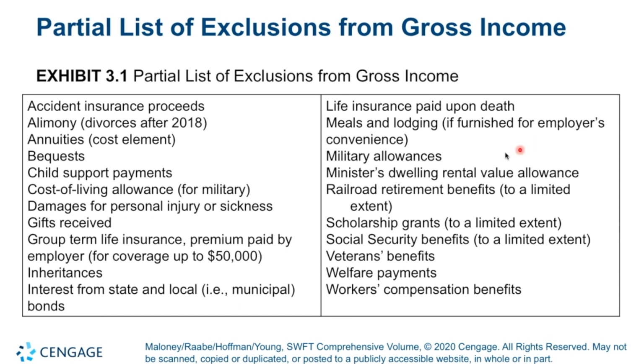Minister's dwelling rental value allowance. This is a specific amount they can exclude for the cost of their housing. Railroad retirement benefits. It's a very specific calculation similar to Social Security, which you see down here. Scholarship grants, that's also limited. Veterans benefits, welfare payments, and workers' compensation benefits.